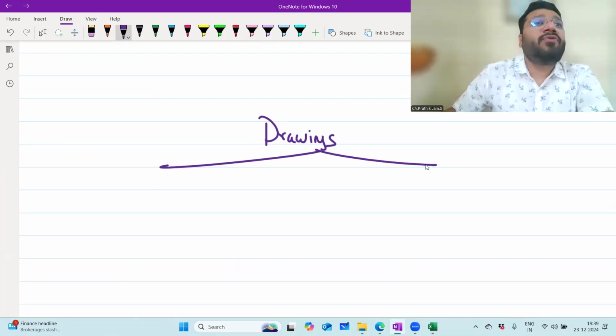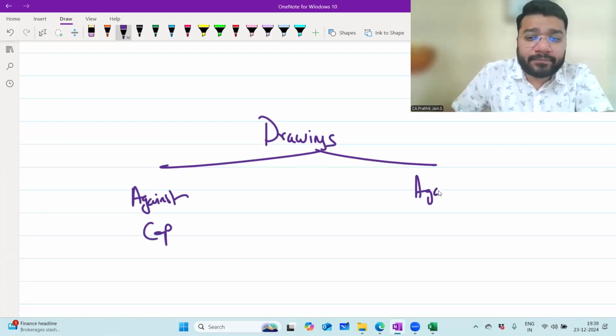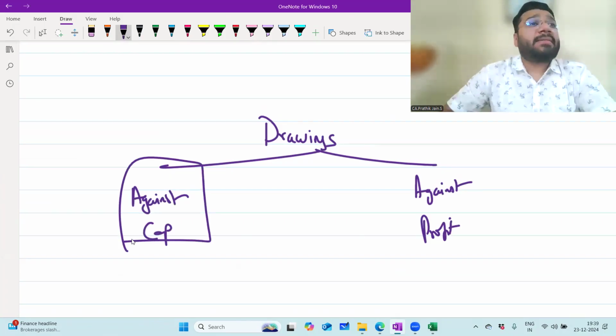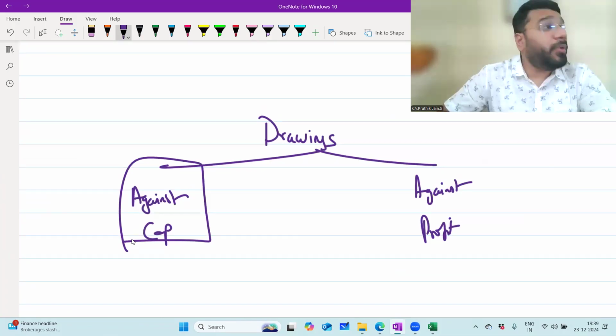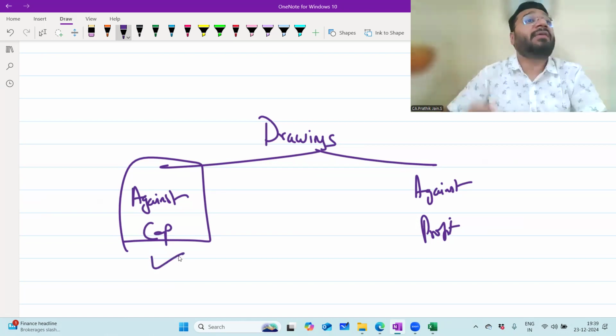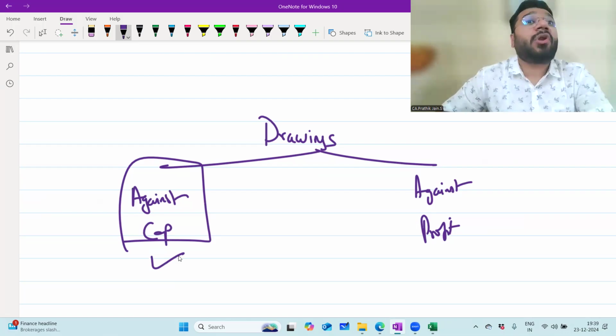Guys, drawings are of 2 types. One is against capital. Second is against profit. Drawing against capital is nothing but the amount of capital that you have contributed. That capital you're withdrawing. So whenever the capital is withdrawn, the intention is to never give this money back again. So it is withdrawal of the capital.